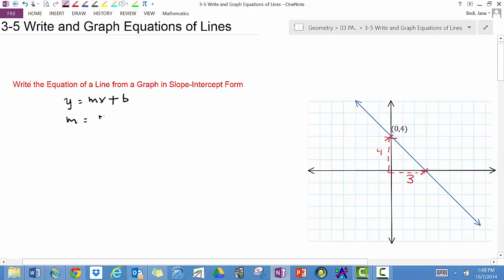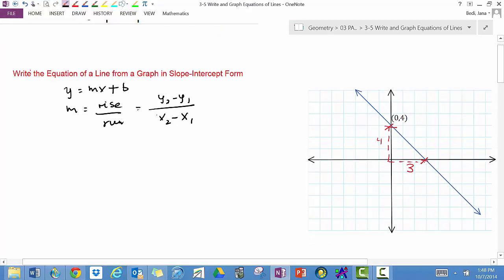Slope is rise over run, and also we can say it's (y2 - y1) over (x2 - x1). If we had the 2 points, in this case we know the rise is 4. If you look at this here, the rise is 4 and the run is 3. So I can just say rise is 4, run is 3. And in fact, this is a negative rise, so your slope is -4/3. You go down 4 and over 3.